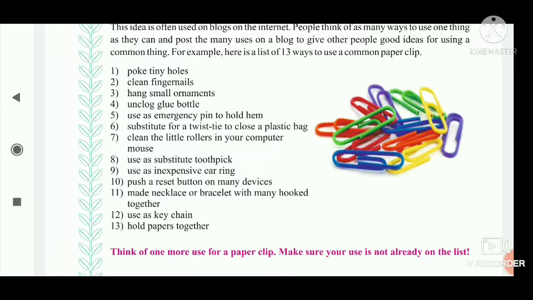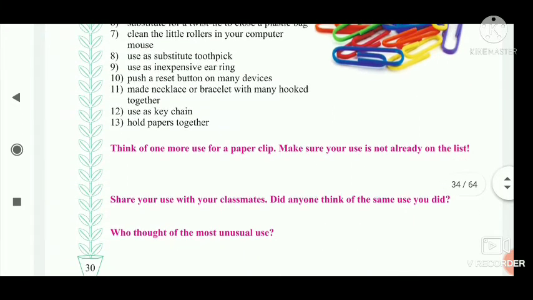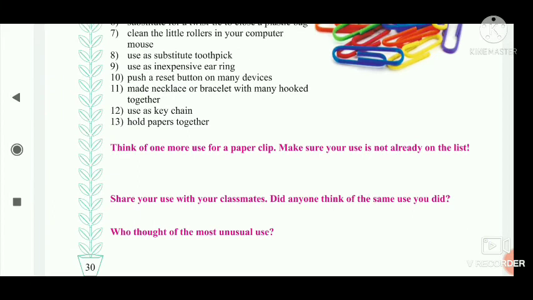This is a small thing, a paper clip, but we use it in different ways. There are also lots of things available in our house that we can use in different ways, right? So here you are given one common paper clip. Now think of one more use of a paper clip that is not already on the list. Share your use with your classmate. Did anyone think of the same use you did?